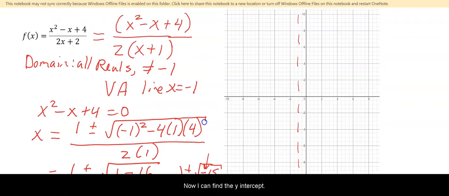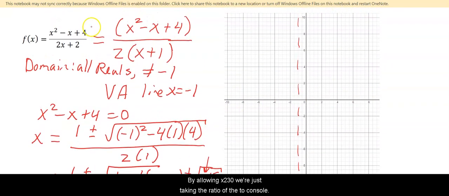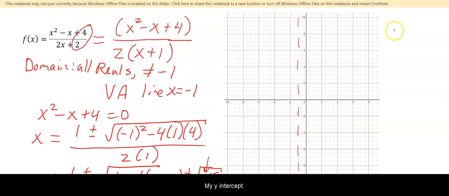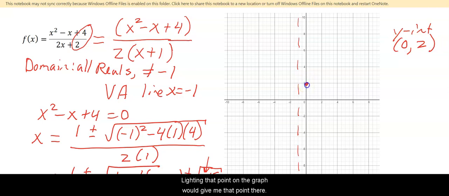Now I can find the y-intercept by allowing x to be 0 or just taking the ratio of the two constants. My y-intercept will have to be when x is 0, and it will occur when the y value is 2. Plotting that point on the graph would give me that point there. I've done the x-intercept, the y-intercept. I looked for holes and didn't have any. I did have one vertical asymptote. The only thing left for me to find is the end behavior.